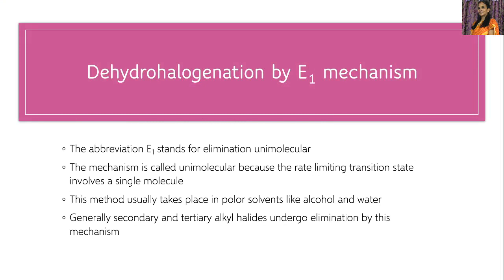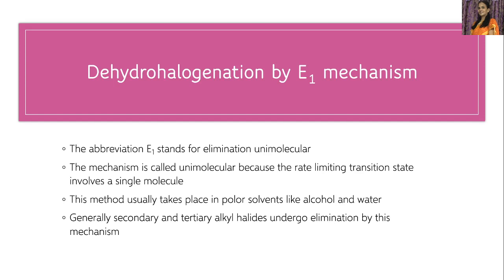First of all, dehydrohalogenation by the E1 mechanism, that is the elimination unimolecular mechanism. The abbreviation E1 stands for elimination unimolecular. The mechanism is called unimolecular because the rate limiting or rate determining step involves a single molecule. In the rate determining step, only a single molecule is involved. Because of that reason, it is called unimolecular.